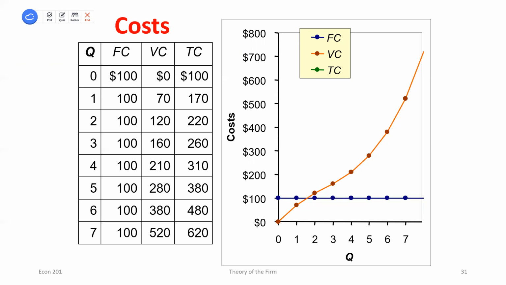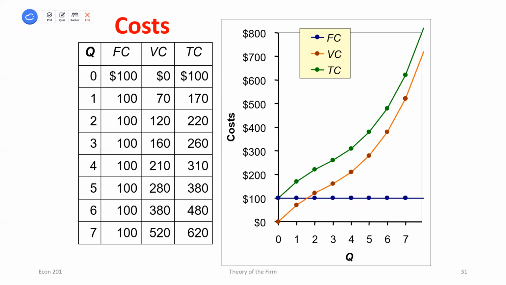And then I do this for every single quantity, and I can graph these out. The visual here is nice because it shows that my fixed costs are always the same. It's just this horizontal line. It doesn't matter how much I produce, I have to pay these fixed costs. Now my variable costs are increasing as I increase the number of units that I want to produce. And then that green line is just my total cost.